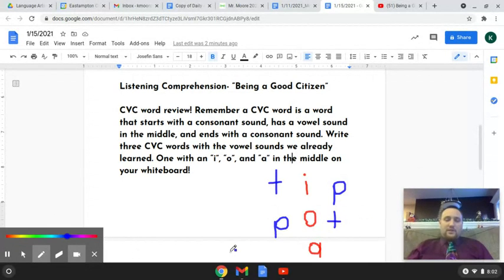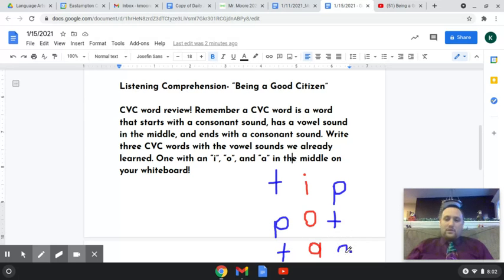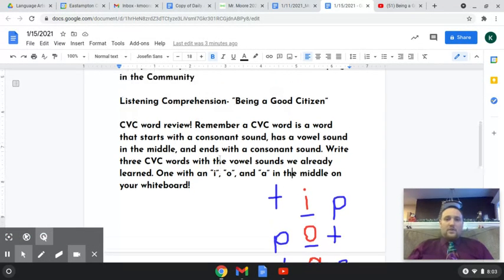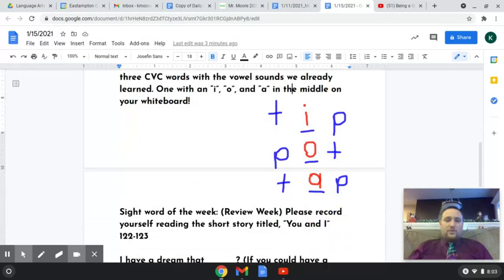And last but not least, we have an A. I'm going to use the same letters, but I'll go back to the T first. T, A, P. So these are very simple 3-letter CVC words. Vowel sound in the middle, consonant on each side. So I want you to do one with an I in the middle, one with an O in the middle, and one with an A in the middle. Very good, very good.